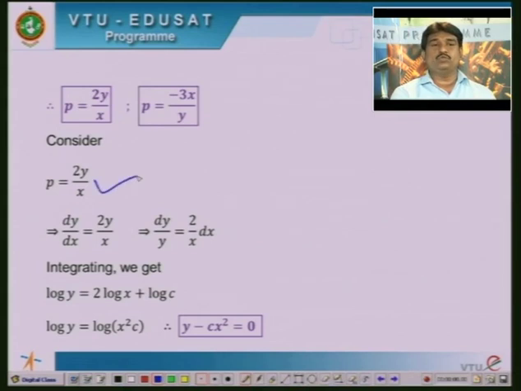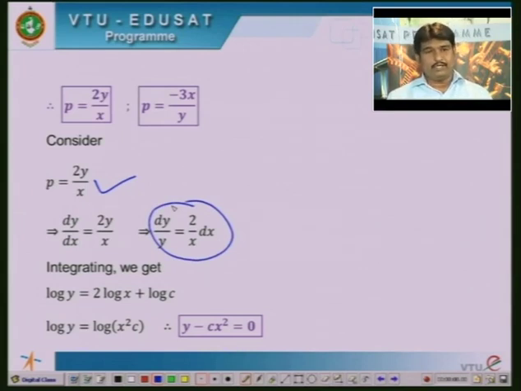Consider p equals 2y by x. p is dy by dx, which equals 2y by x. You separate the variables and get dy by y equals 2 by x into dx. It is in variable separable form. Integrate it. Integration of 1 by y is log y equals 2 into integration of 1 by x, which is log x, plus a constant of integration. I have taken the constant of integration as log c.